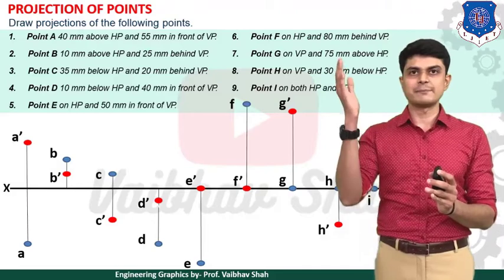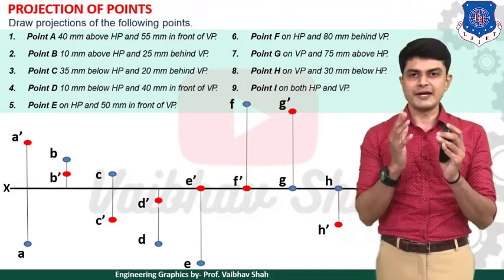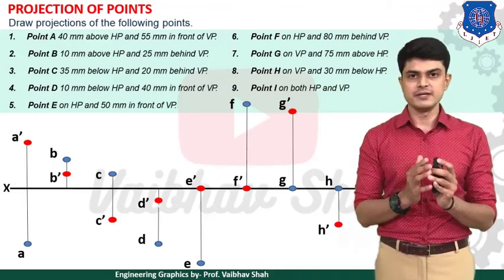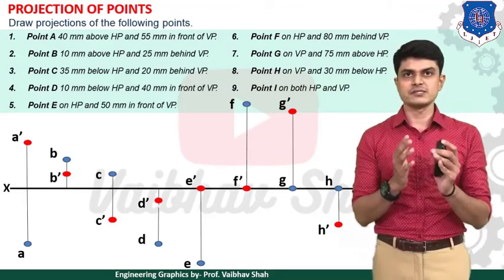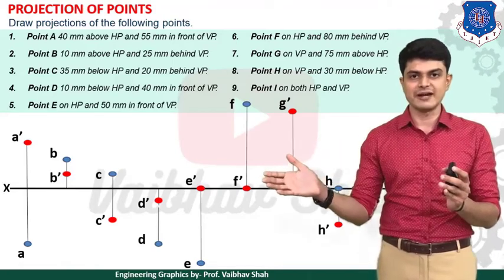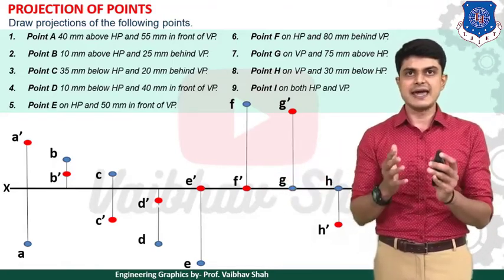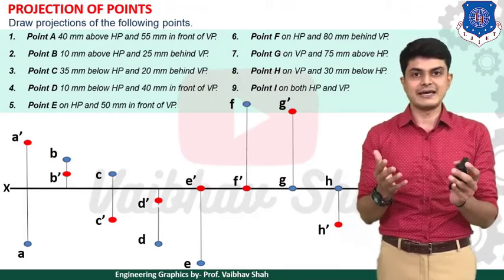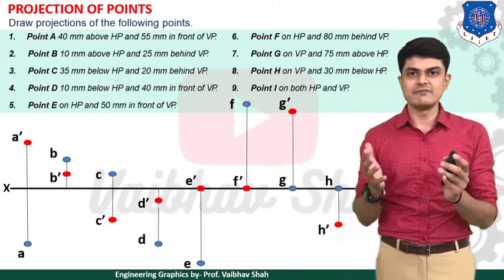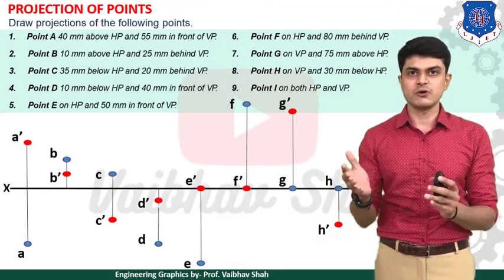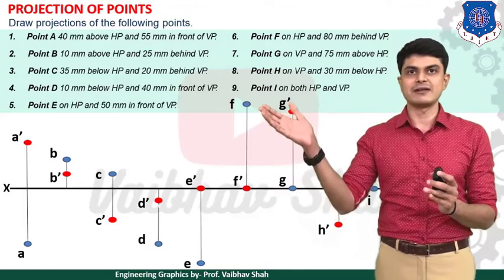Then after, let us move to example number 6 here. So point F is on HP and 80 mm behind VP. So now let us plot. First, point is on HP, that means on XY line itself. So F dash would be on XY line, as you can see, and which is 80 mm behind VP. So behind means what? Above XY line. So whenever your point is behind VP, your point's answer would be above XY line. So let us plot this point 80 mm above XY line like this.